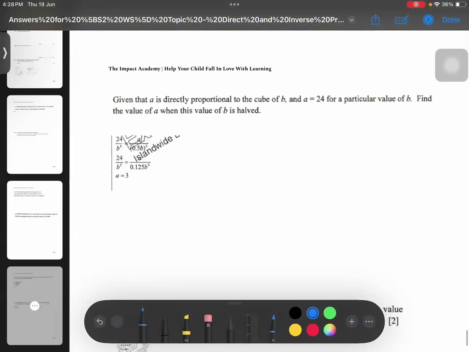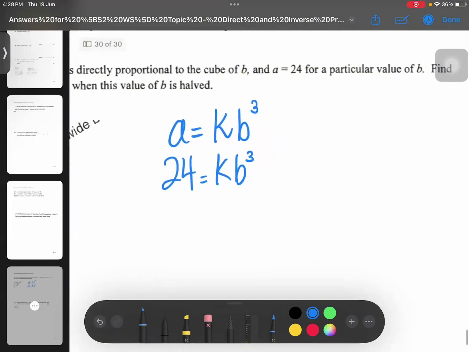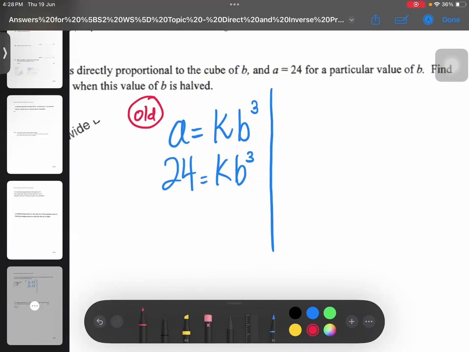Now, the last one says that given that A is directly proportionate to the cube of B. Can you see that? When A equals 24, for a particular value of K, so A equals K B cubed. Can you understand? Okay, so this is the original. Got it? All right. Find the value of A when the value of B is half. So there's an O over here, not a new. Why is it O? Where's my new? My new is over here. Can you understand or not understand?